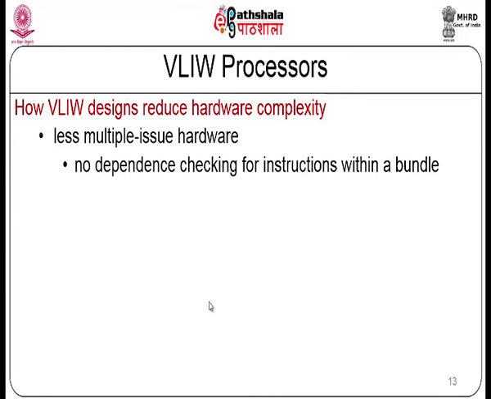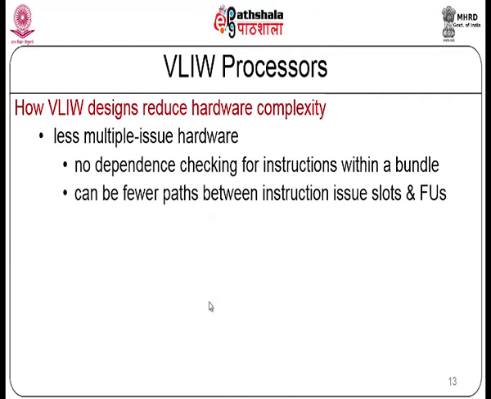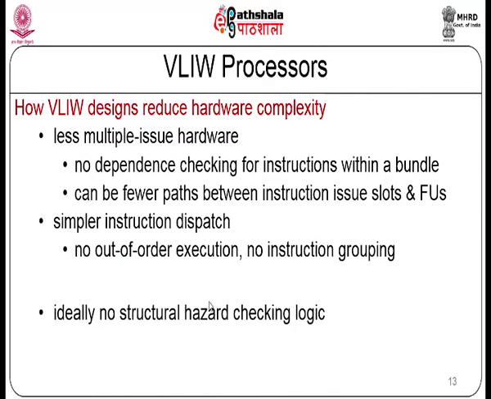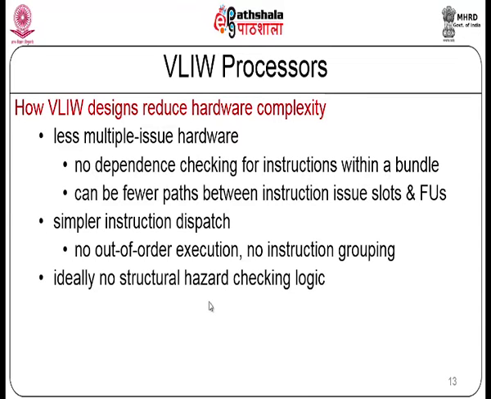In the case of your VLIW style of architectures, the multiple issue hardware is less, because most of the hazard detection is handled at the compiler level. The multiple issue hardware is less complicated. There is no dependence checking for instructions within a bundle, because the dependence checking has already been done by the compiler. You can have fewer paths between the instruction issue slots and the functional units, and you can have simpler instruction dispatch, and there is no out of order execution. There is no instruction grouping happening here. So, ideally there is no hazard checking logic that has to be present in your hardware.